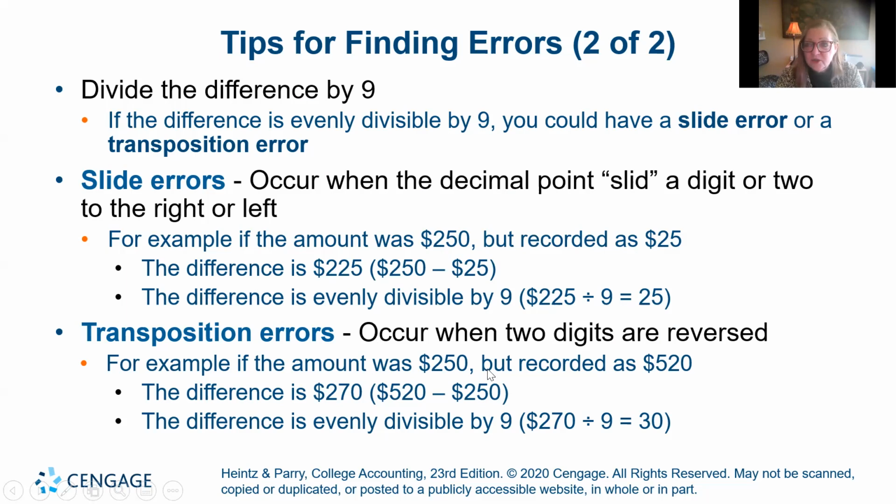All right, and then the next one, a transposition error. You're supposed to put in one number and you reverse the digits. Then what could happen is if you take the difference between those 2 numbers, like in this example, 250 was the number, but you accidentally recorded 520, take the difference between them and divide it by 9, and you come up with 30. I got to move this so I can see what that difference is. It's evenly divisible by 9, and that's what's telling you that it's probably transposition. It's not that it's 30, it's that it's divisible by 9.